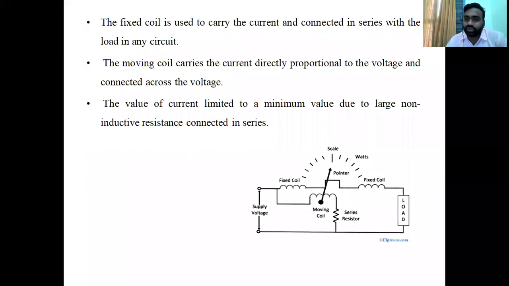The fixed coil, which is connected in series, is nothing but the load in the circuit. The moving coil carries the voltage, which is directly proportional to the current flowing in the fixed coils. That means the current is flowing in the fixed coils and the voltage is flowing in the moving coil. The voltage in the moving coil is proportional to the current in the fixed coils. That's what is happening in the working principle of the electrodynamometer type instrument.